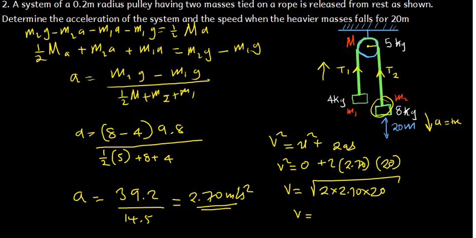So v is going to be equal to, okay, that will give us 2 multiplied by 2.7 multiplied by 20, then square root that. The velocity is going to be 10.39 meters per second. That is how fast it will be moving.